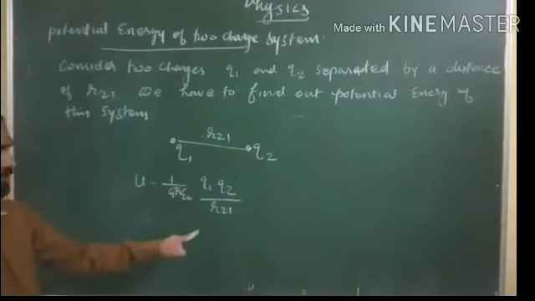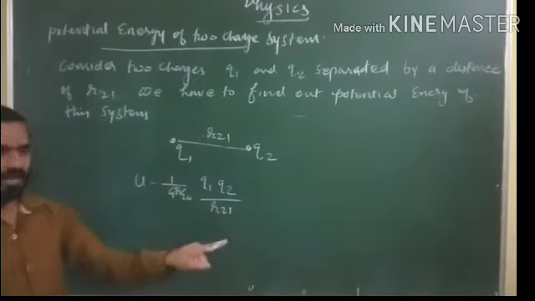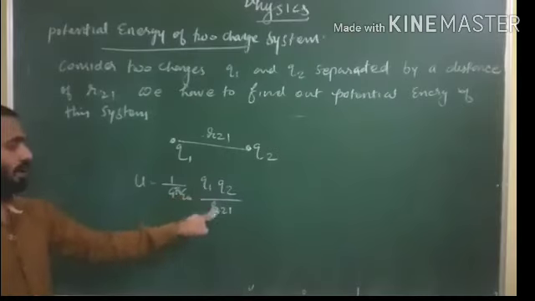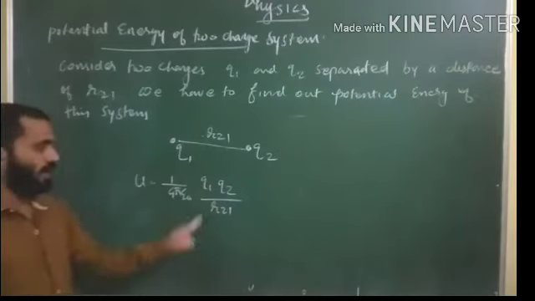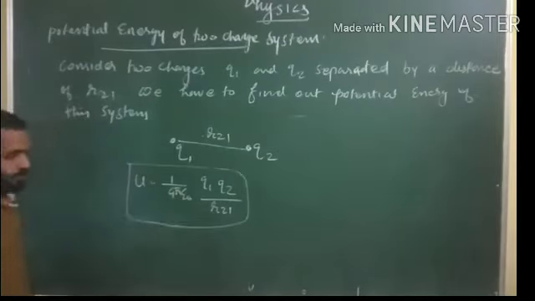How this is coming, we already did in that first example, students. It is the same concept we are using. We are bringing it from infinity, then we are integrating, then finally we get U equal to 1 by 4 pi epsilon naught Q1 Q2 divided by R21. Okay, Q1 Q2 divided by R21. This is the potential energy of the two charge system.